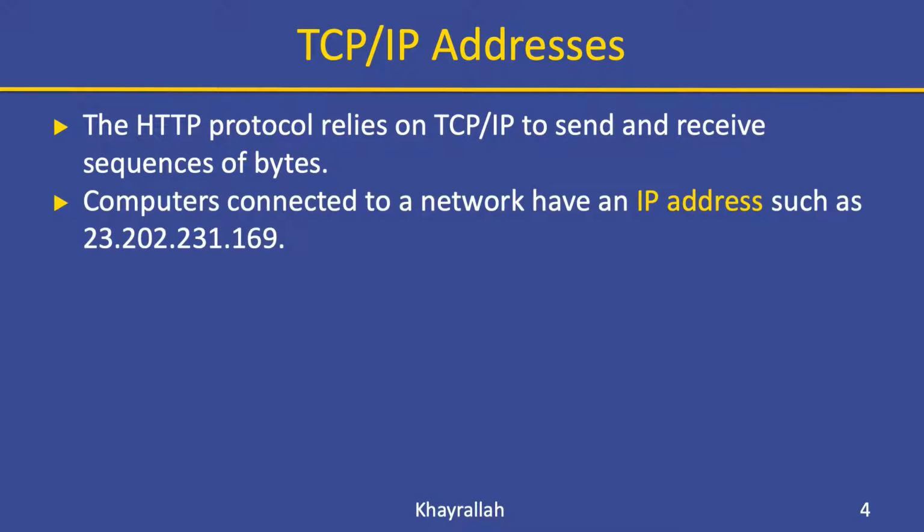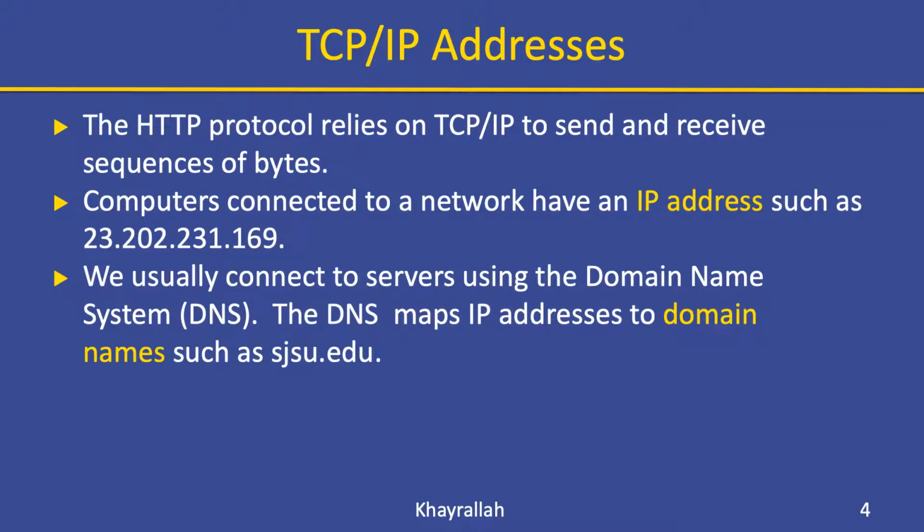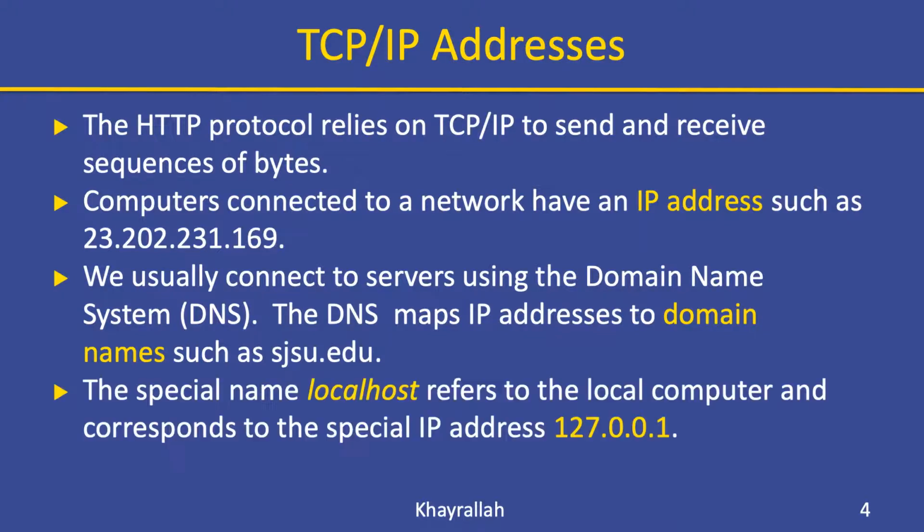Now, computers connected to a network all have an IP address such as 23.202.231.169. We usually connect to servers using the domain name system, the DNS. The DNS maps IP addresses to domain names. So instead of writing 23.202.231.169, we're able to write sjsu.edu and get to that same address.